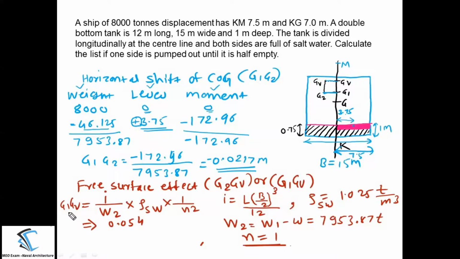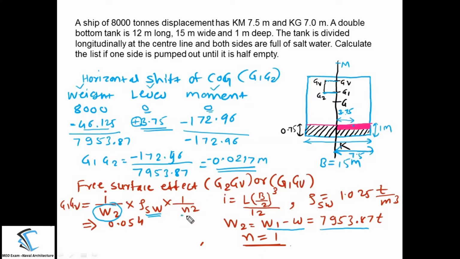For that purpose, you can write the formula G1 GV is equal to I by W2. W2 means the weight or the displacement of the ship after the removal of the water, after pumping out the water. That W2 we have already calculated, that is W1 minus W, which is coming 7953.87 tons. Then rho is the salt water density.